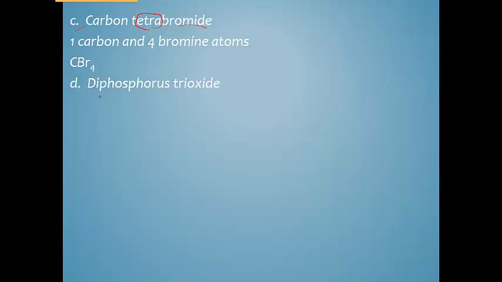Again, take a look at the prefixes here. Both of them have a prefix. How many of each one do you have? What elements do you have? Hopefully you would have said 2 of the phosphorus and 3 oxygens. And now that you have 2 of phosphorus, 3 oxygens, what is that going to look like in a formula? Go ahead and write it out. And hopefully you said P2O3.